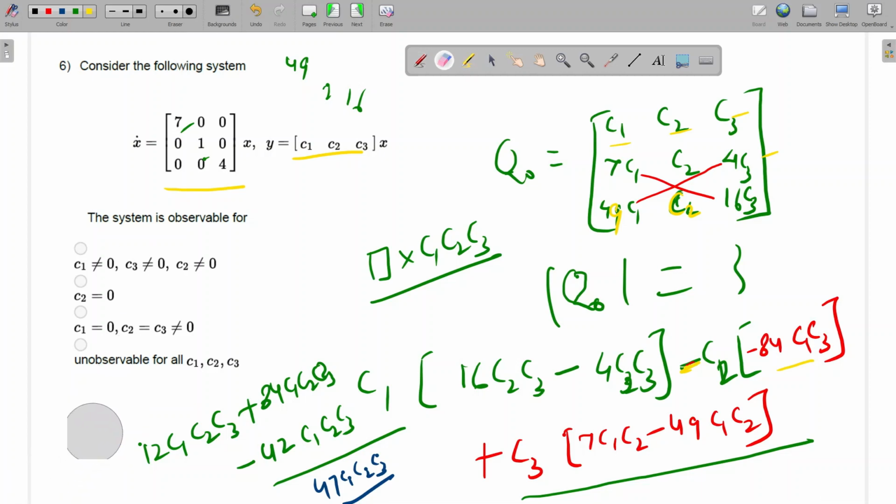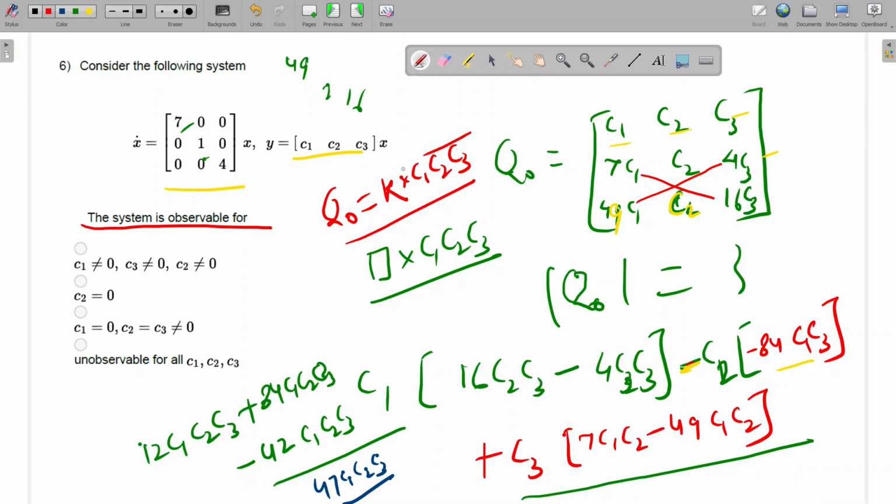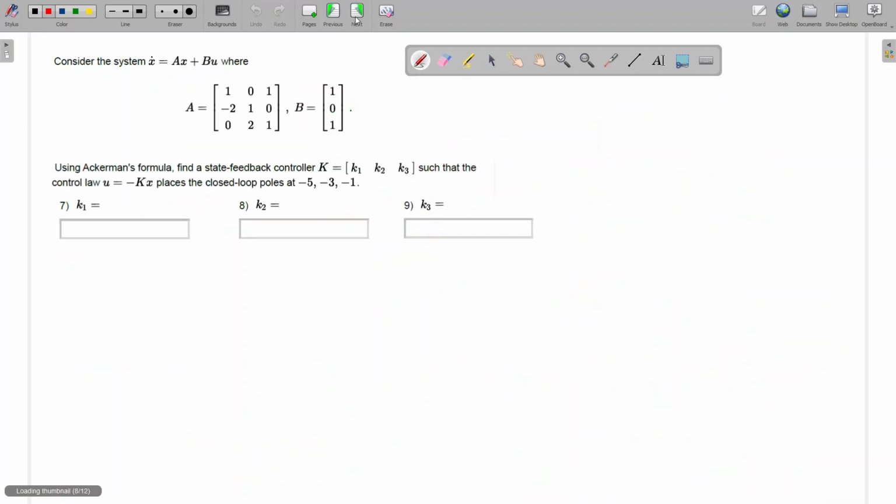Anyway, we are getting some constant into C1 C2 C3. QO is equal to some constant K into C1 C2 C3. So the system will be observable. What should be the correct answer? Option 1: yes, all the constants should be non-zero, then only it will be observable. Okay. So should I move to the next question? Yes, sir. Okay.